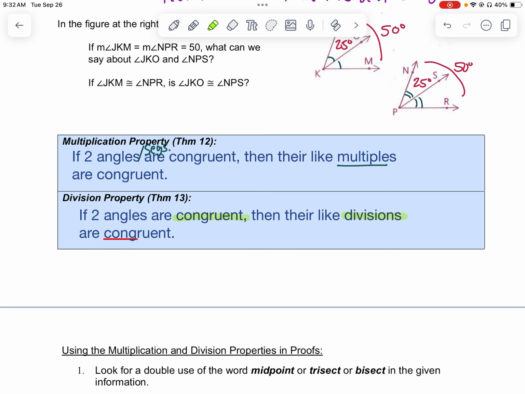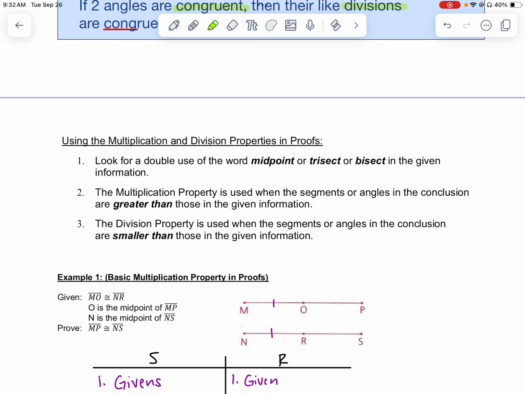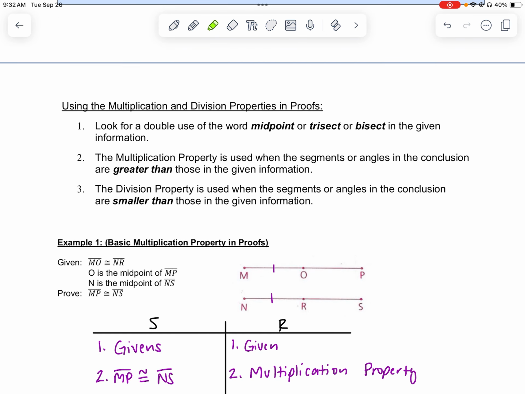These properties are probably going to be the hardest ones for us to wrap our brains around, so we're going to look at some simple examples and then some more challenging proofs. Before we do that, here are some tips. When it comes to using the multiplication and the division property in proofs, what you are going to look for is the double use, two different times in different segments or angles, of midpoints, trisectors, or bisectors in your given information or in your proof.